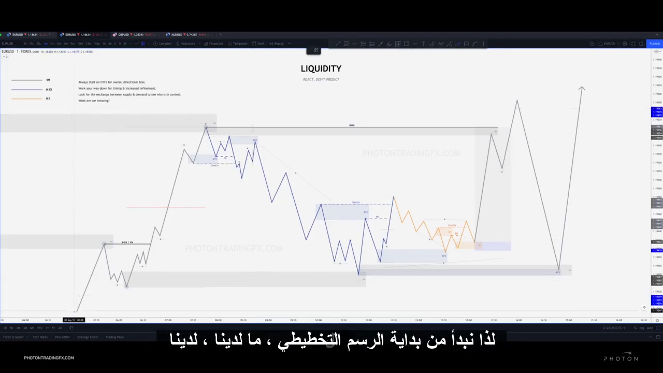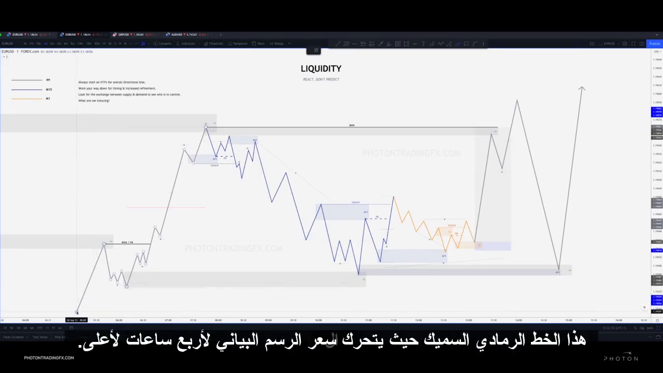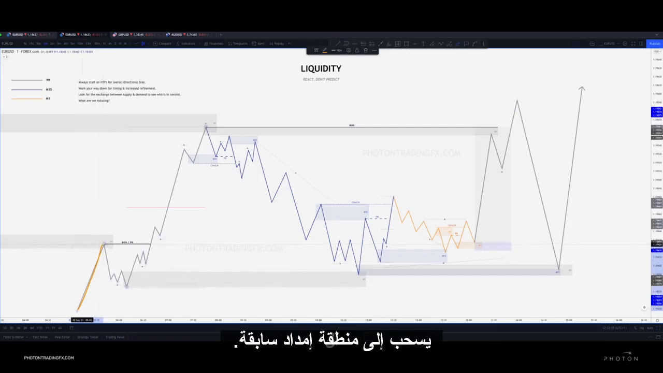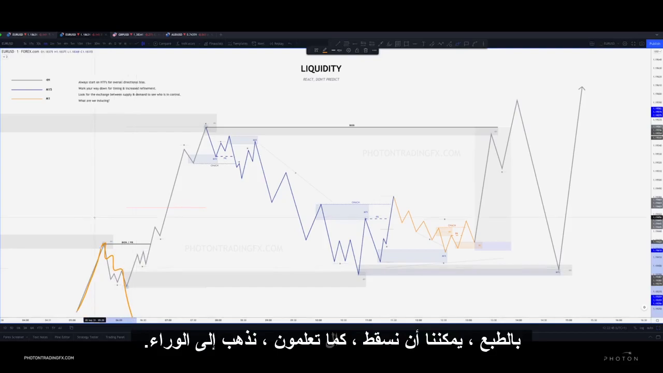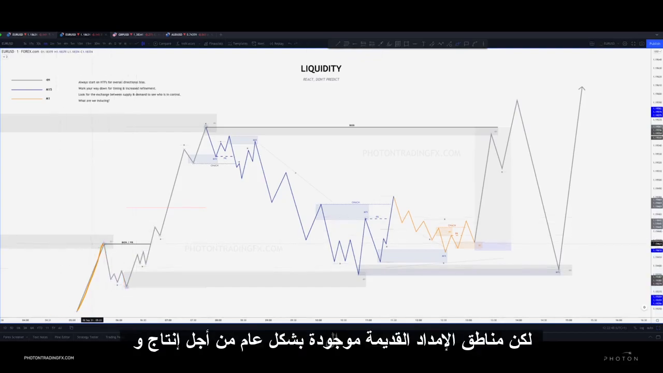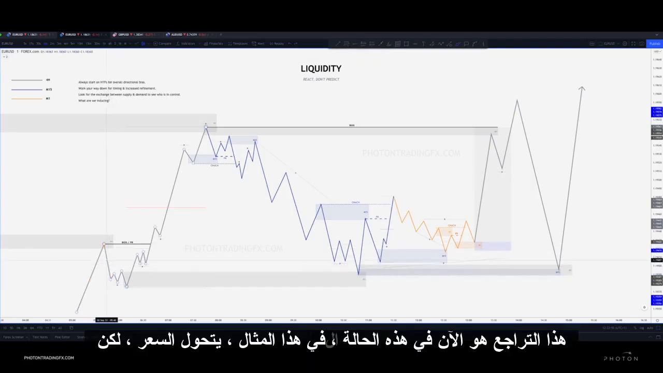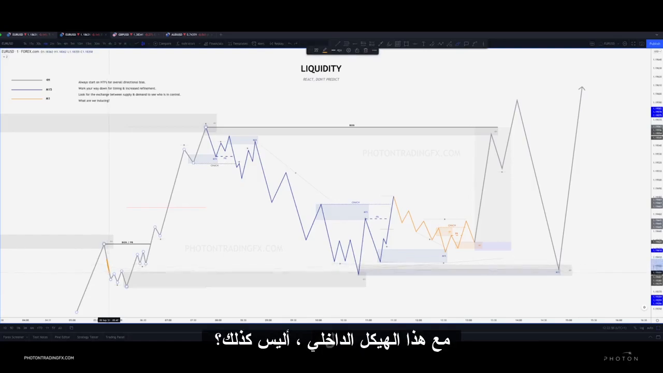So, starting off at the start of the diagram, what do we have? We have this thick grey line as the 4-hour chart. Price moves up, it pulls into a previous supply zone. What do we know about previous supply zones when we are in a bullish trend? Generally, they will facilitate a pullback, right? Of course, we could go on to reverse, but generally old supply zones are there to produce and facilitate that pullback. Now, in this example, price pulls back with this internal structure.